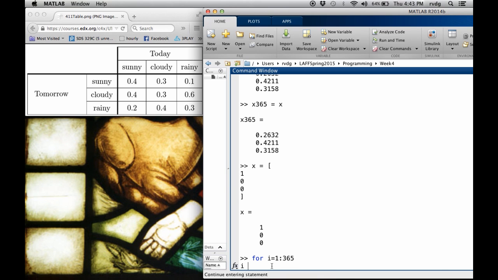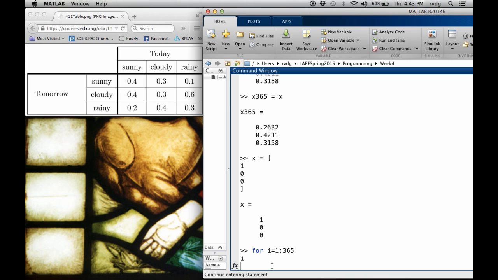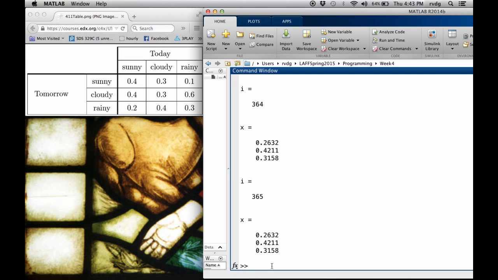Well, we again print out I. We print out x equal to P times x, and this executes it. That's interesting. That vector looks kind of familiar. Again, it's approximately a 42% chance that it's cloudy. Let's compare that to the vector that we stored away. And you notice that they are equal.